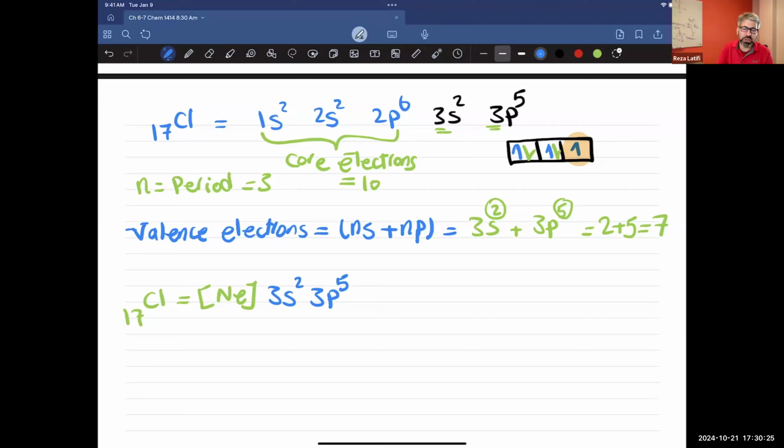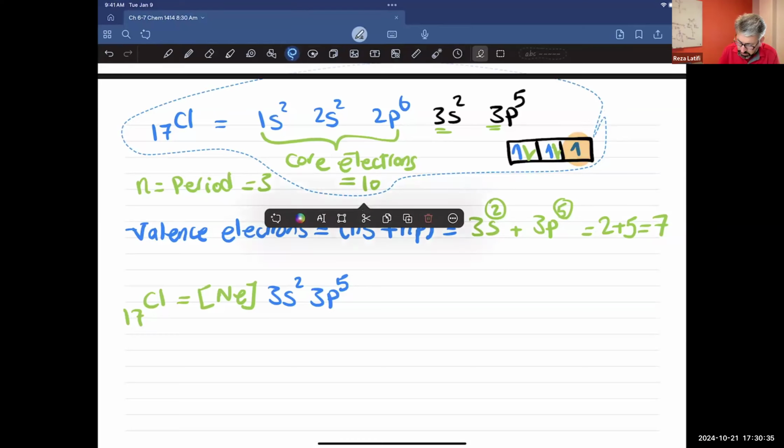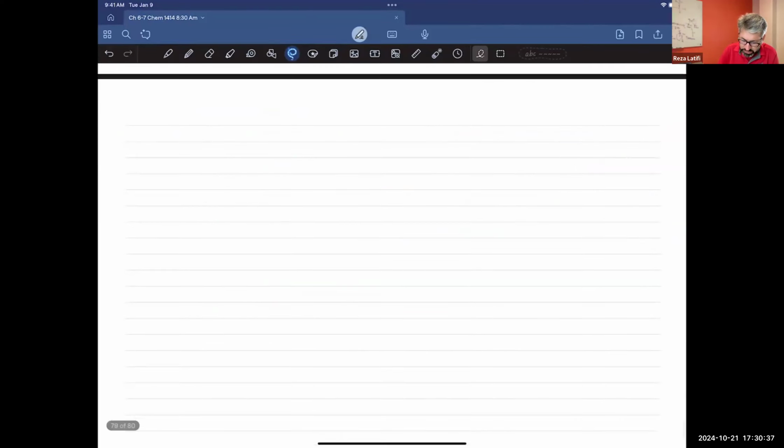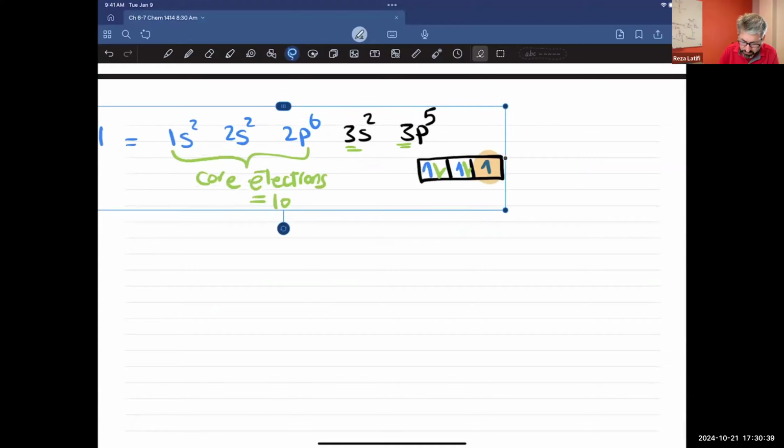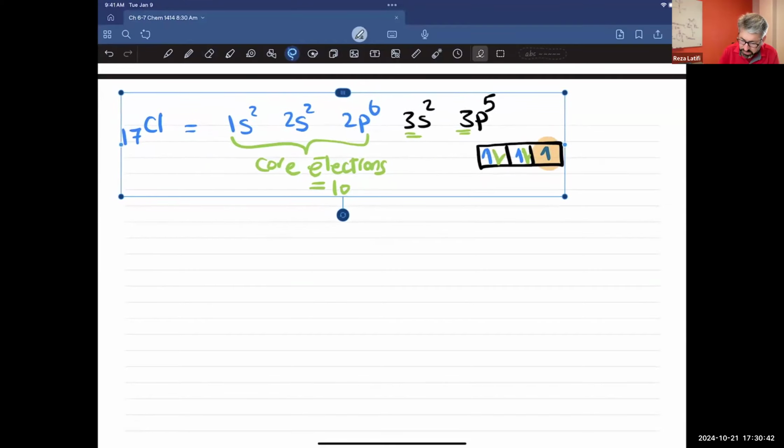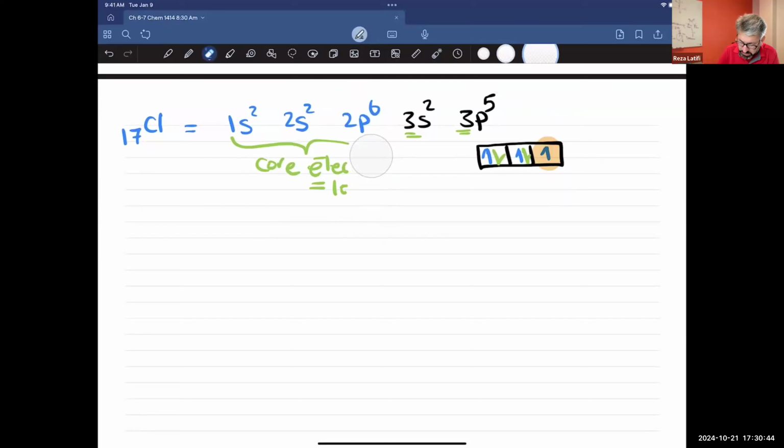Now what will happen if we want to take an electron from or give an electron to chlorine? This is the electron configuration of chlorine, so let's copy and paste it. We're going to go after 2 examples. In the first example, we will give it an electron. In the second, we will try to take an electron from the system.